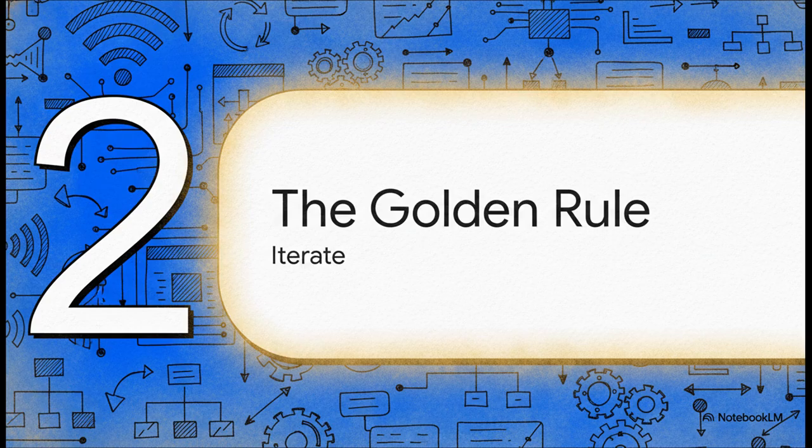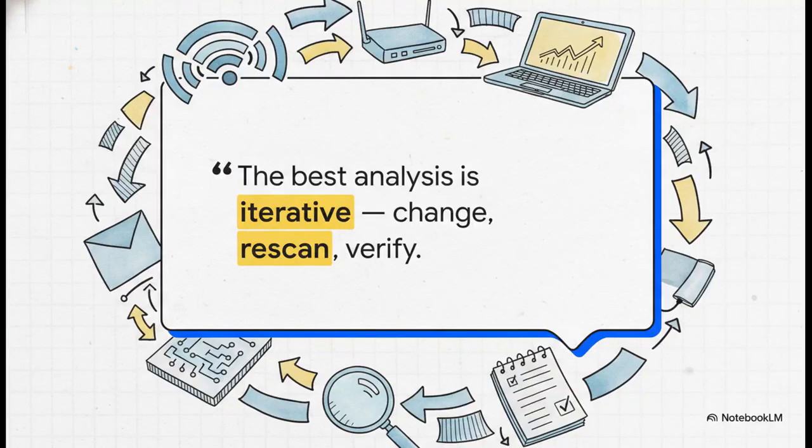Well, the source material gives us a golden rule. It's a single powerful principle that separates the pros from the amateurs. And here it is. The best analysis is iterative. Change, rescan, verify. It's not about one big, frantic push to fix everything. It's a calm, scientific cycle. You change one thing, you see what happens, you learn from it, and then you make your next move. It's a loop, not a leap of faith.